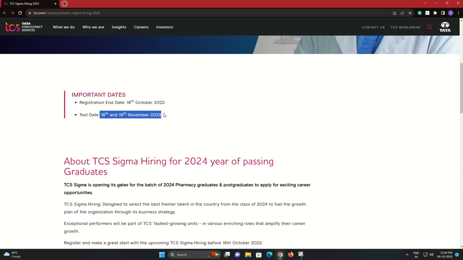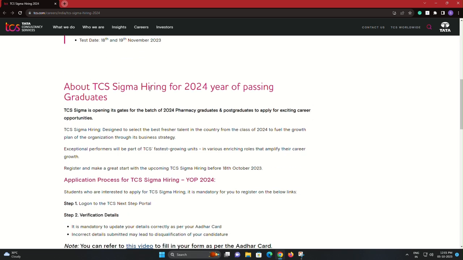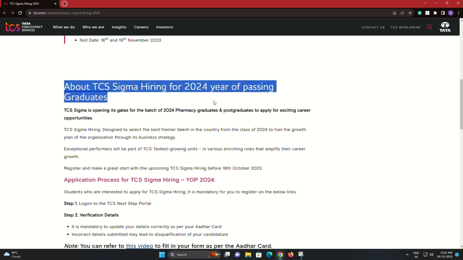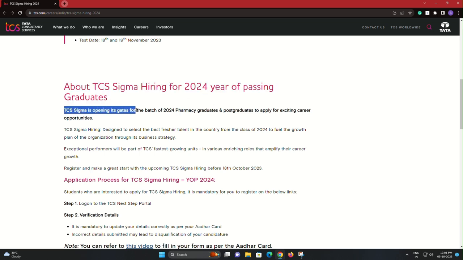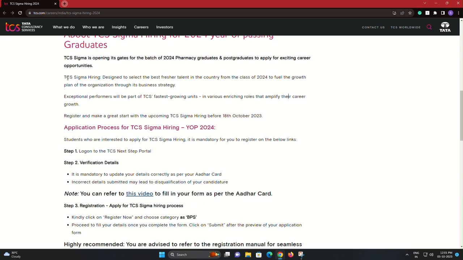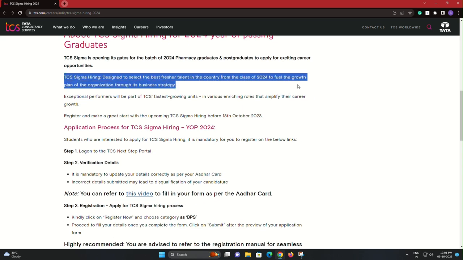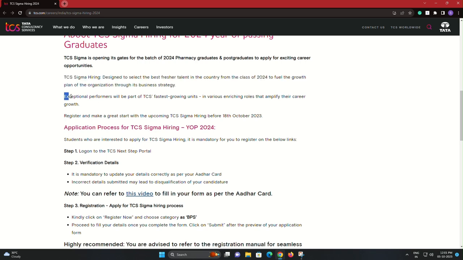First things first, let's mark these important dates on your calendar. The registration for TCS Sigma 2024 is ending on the 18th of October 2023, so make sure you don't miss out on this opportunity. The test dates are scheduled for the 18th and 19th of November, 2023.